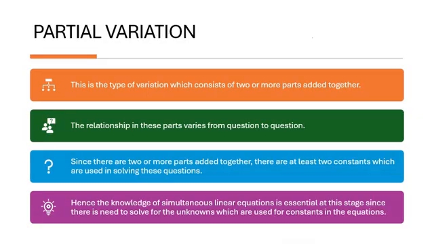Pano tione kuti kodi tikati partial variation timanena kuti chani. This is the type of variation which consists of two or more parts added together. Ndipo tigwire mawu ti two, let's review this one. Two or more parts added together. Okay, two or more parts added together.